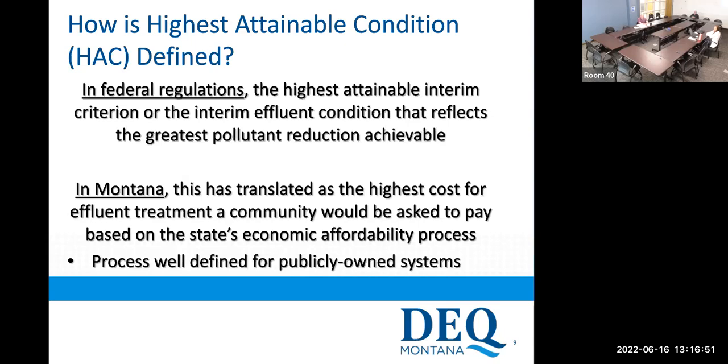So in the federal regulations, the highest attainable condition is described as the highest attainable interim criterion or interim effluent condition that reflects the greatest pollution reduction achievable. Now, in Montana, because we've worked with variances for some years already, this is translated as the highest cost for effluent treatment a community would be asked to pay based on the state's economic affordability process. This affordability process, which I'm going to go into detail on, ties back to that sixth factor that Mila showed you, the one about widespread economic and social impacts. And it's well worked out for publicly owned systems here. I'm going to show you the process as it's currently structured in these next slides.